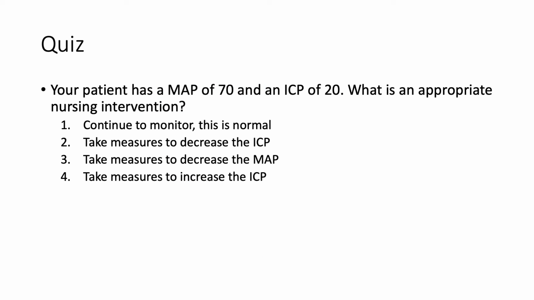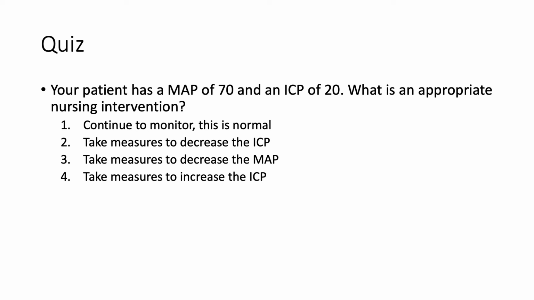Let's take a look at a question. Your patient has a MAP of 70 and an ICP of 20. What is an appropriate nursing intervention? 1. Continue to monitor. This is normal. 2. Take measures to decrease the ICP. 3. Take measures to decrease the MAP. 4. Take measures to increase the ICP. Pause the presentation and consider your answer.